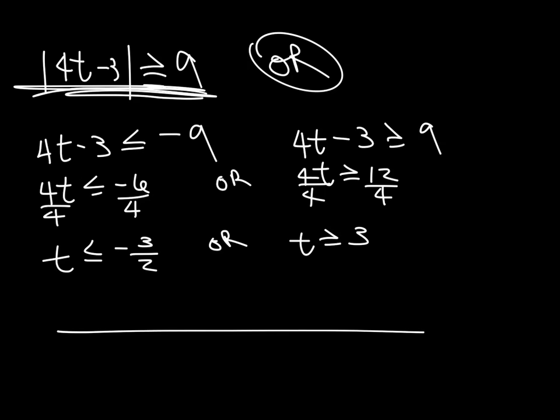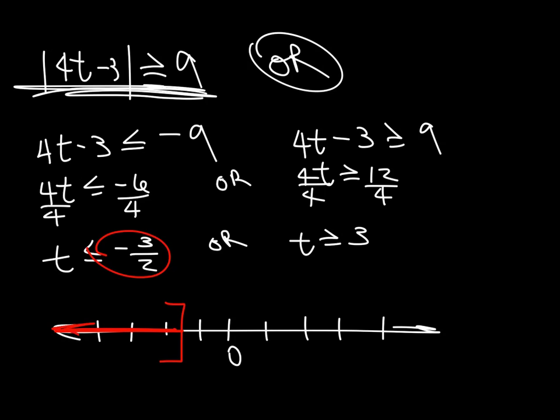And then all we have to do is graph that. So, 1, 2, 3, 4, 1, 2, 3, 4. Alright, so let's graph this. Negative 3 halves is negative 1.5. It says it's less than or equal, so I don't want a round one, I want a square one, and it's less than, so it's going to go this way. T is greater than or equal to 3, square, and it's greater than 3, so it's going to go that way. And that's your answer.